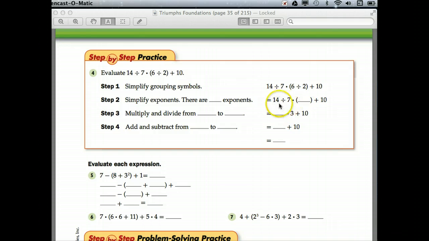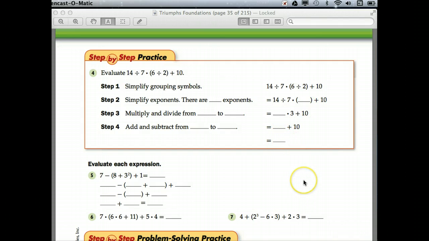So multiply and divide, we get divide first. So 14 divided by 7 is a 2. Okay. 2 times 3 is 6. So now we're going to add and subtract from, again, left to right. So 6 plus 10 is 16.